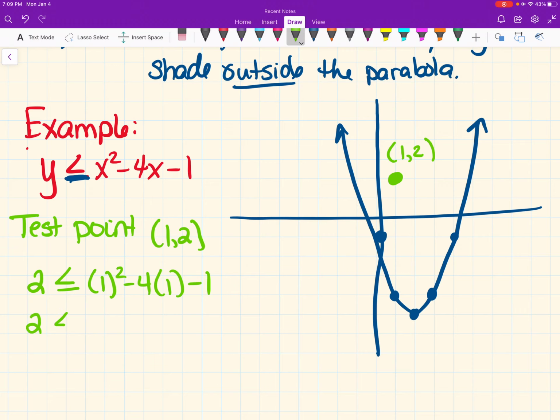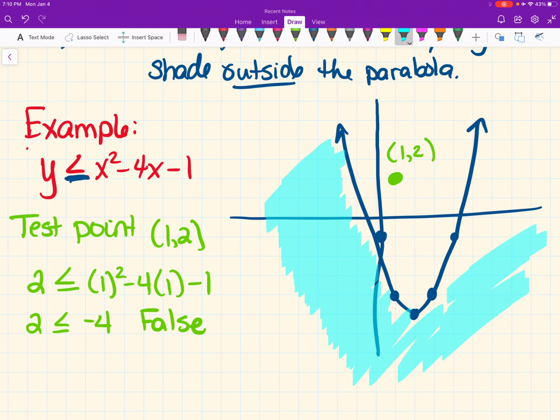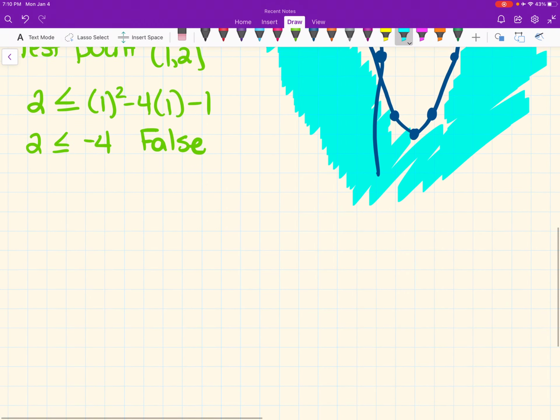So is 2 less than or equal to negative 4? 2 is not less than or equal to negative 4. This is a false statement. Therefore, I need to shade outside here. Okay, so now I shade outside the parabola. Okay? All right, let's do another one.